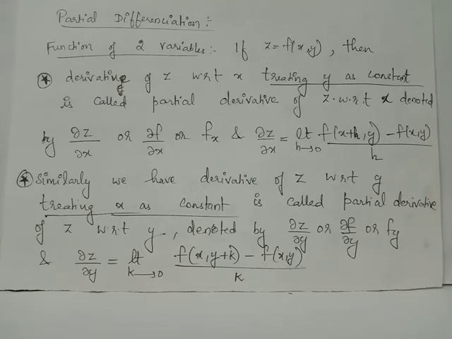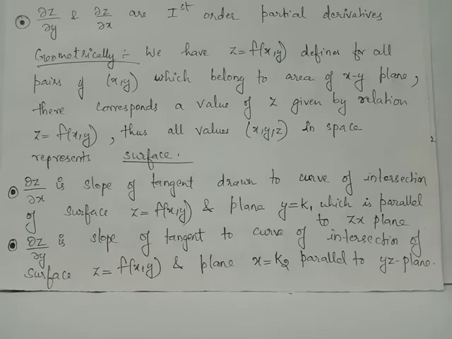By ∂z/∂y, we mean that we evaluate the rate of change of function z with respect to y, or in the y direction, considering there is no change in the x direction, or treating x as a constant. ∂z/∂y and ∂z/∂x are known as first order partial derivatives of z.